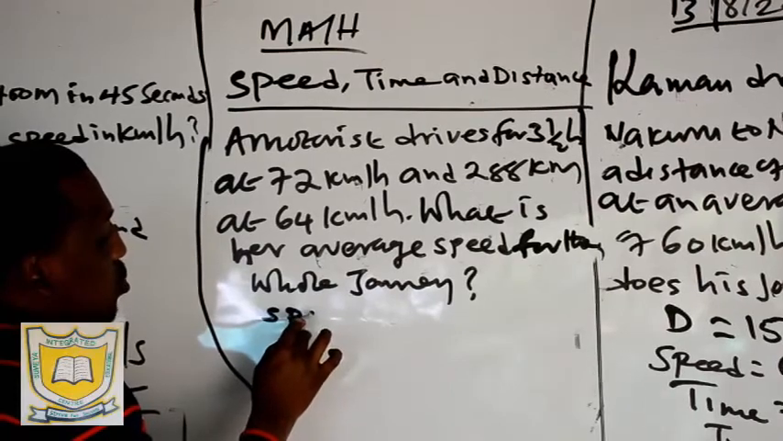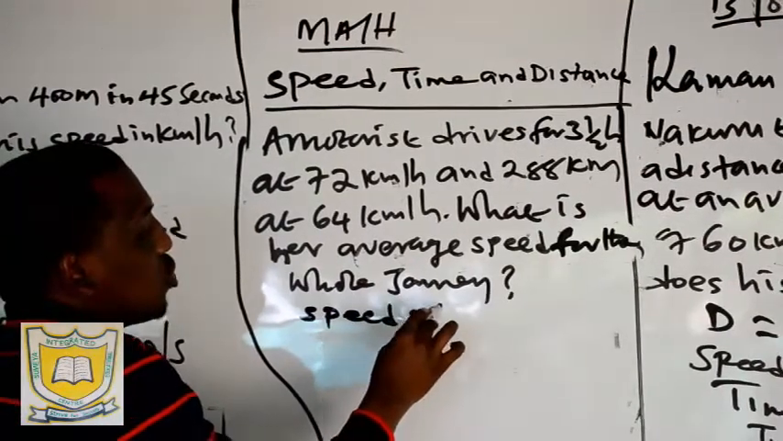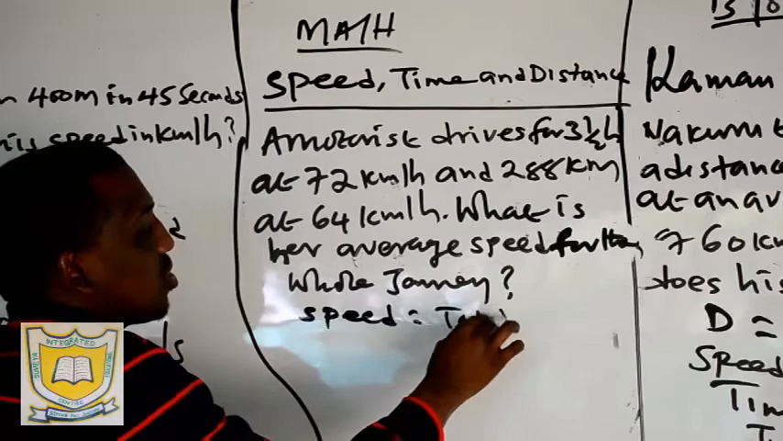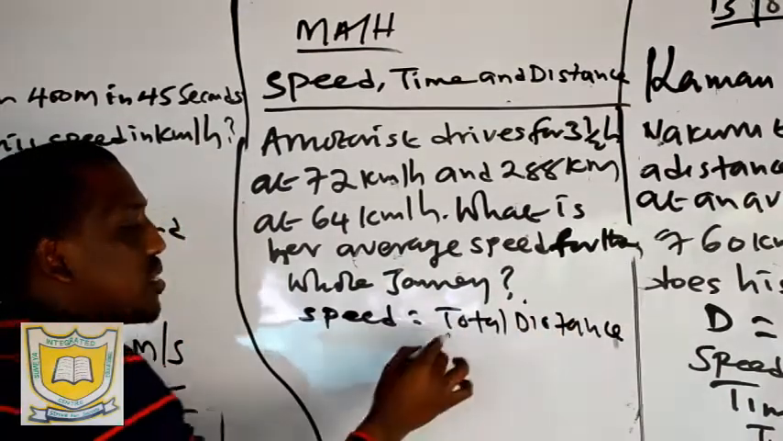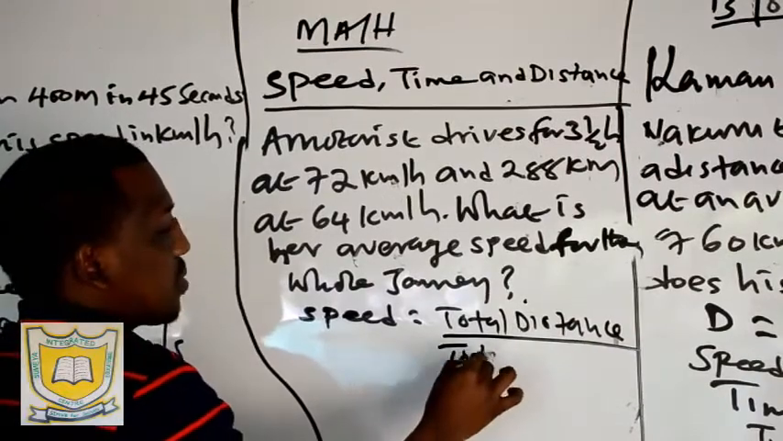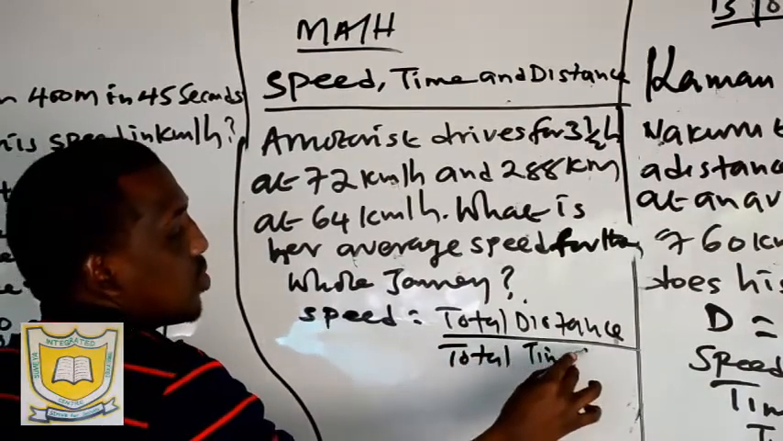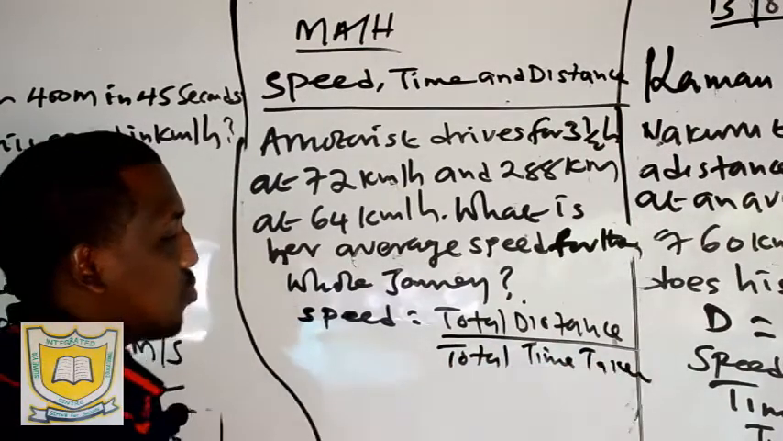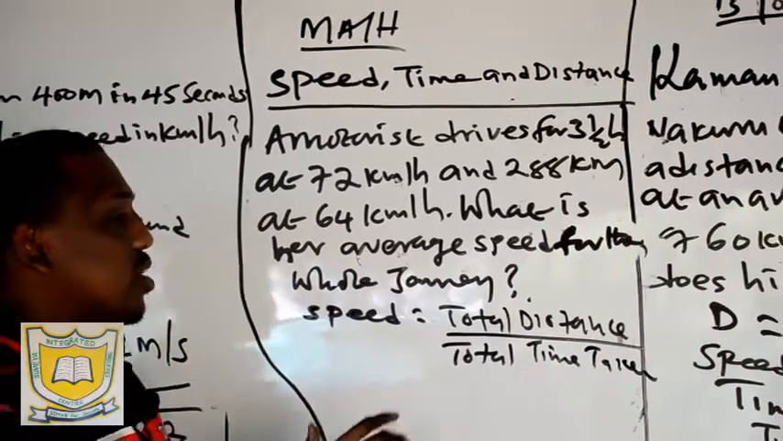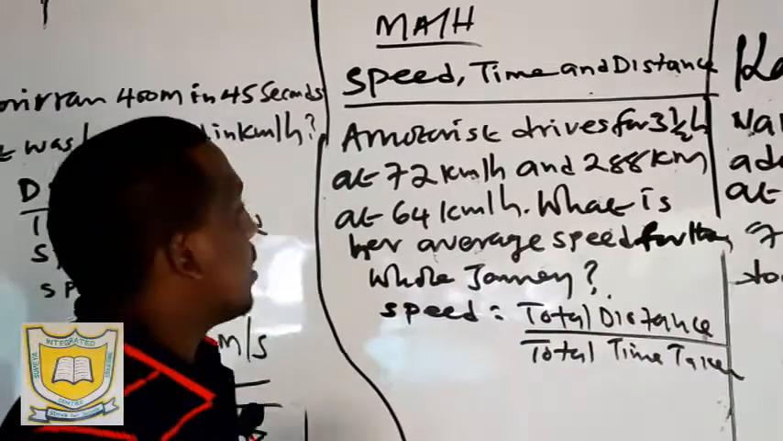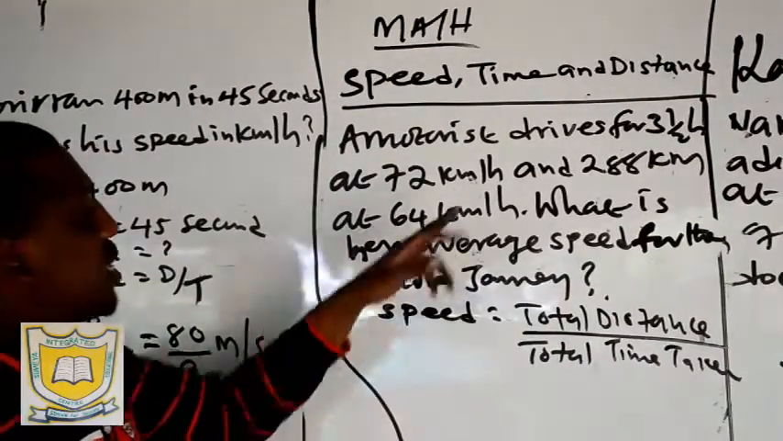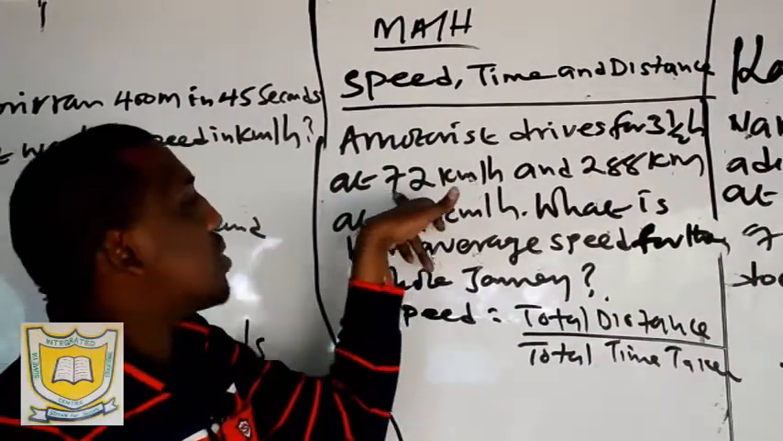Speed is equal to total distance over total time. The average speed of the whole journey is equal to total distance over total time. So if you are asked the speed of the whole journey, what do you do? You will use the total distance covered over the total time taken. So now this motorist drives for 3.5 hours at 72 kilometers per hour.